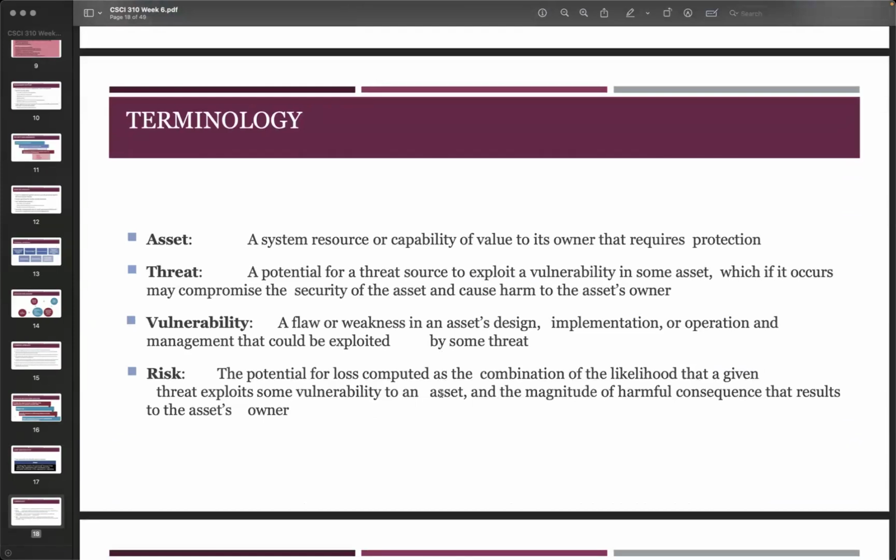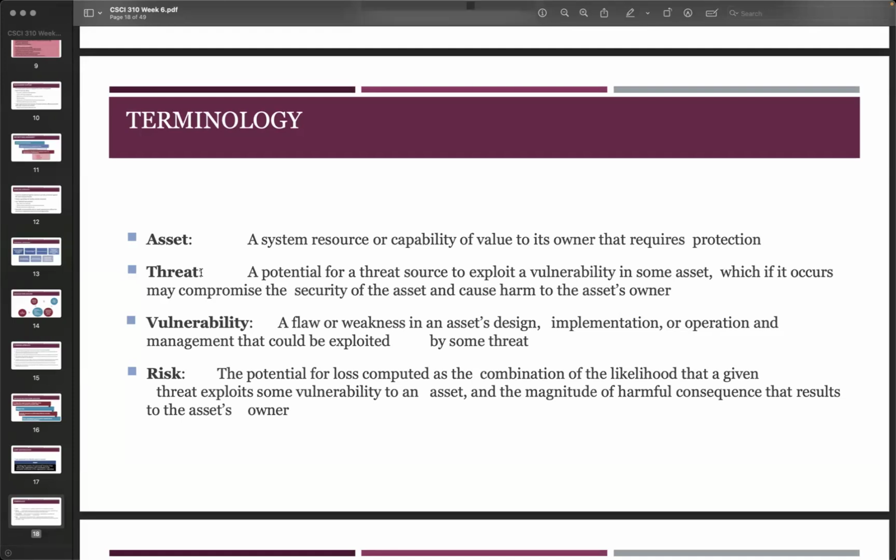Terminology. So right here, the access will be the system resources and capability of value, and its owner requests protection. Sometimes we talk about the third, the action itself, and then we have the threats. So we know the terms that come out, if you still remember. Sometimes we always say, oh, so what are the threats? And then what are the threats?